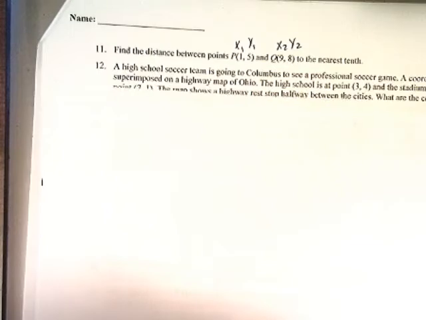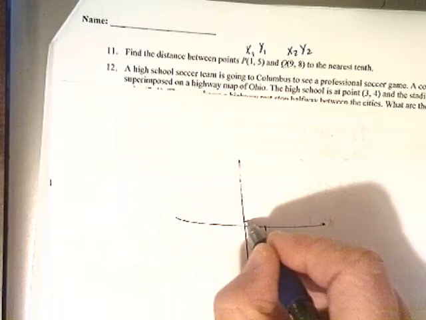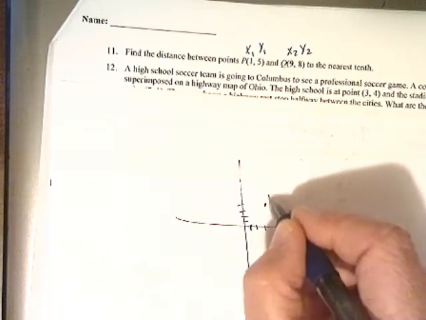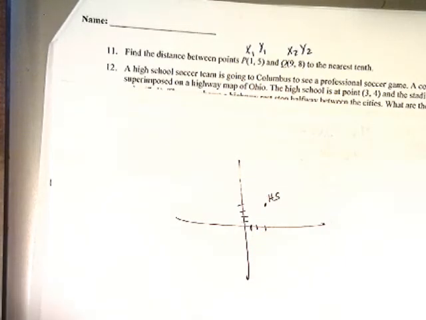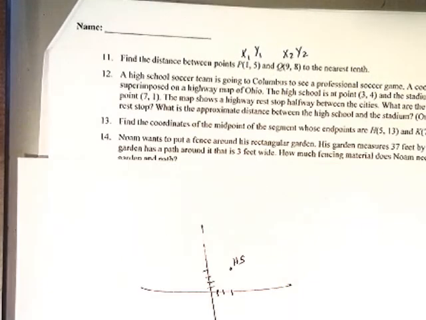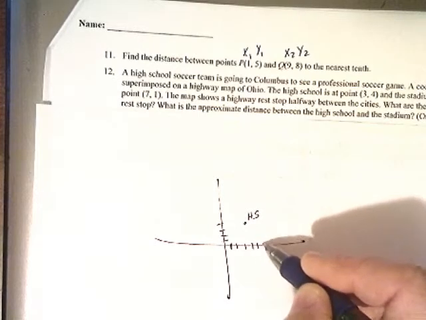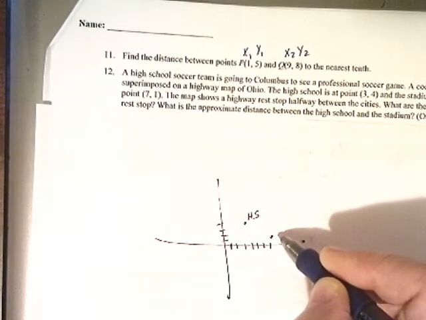The coordinate grid is superimposed on a highway map of Ohio. The high school is at the point 3, 4. I'm going to sketch that. 1, 2, 3, 4. High school. The stadium in Columbus is at 7, 1. 1, 2, 3, 4, 5, 6, 7, 1. Columbus.